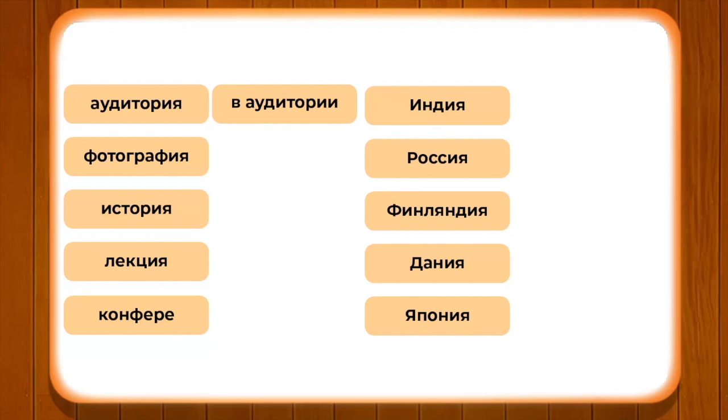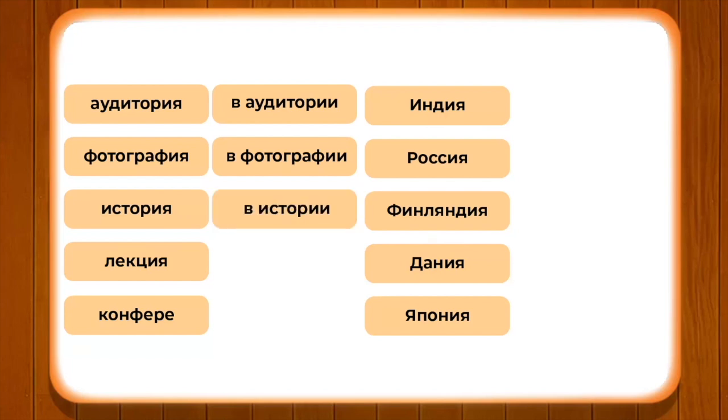Фотография means photograph, changes into в фотографии, in the photograph. История changes into в истории, in history. Лекция changes into на лекции, at the lecture. Где ваш друг сейчас? Мой друг сейчас на лекции. Where is your friend right now? My friend is at the lecture right now.